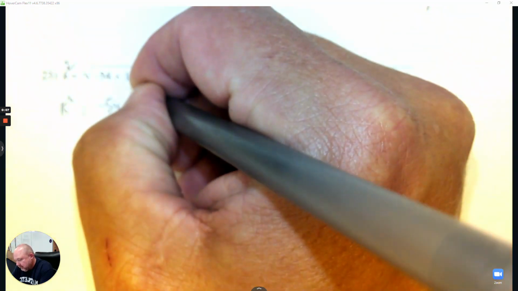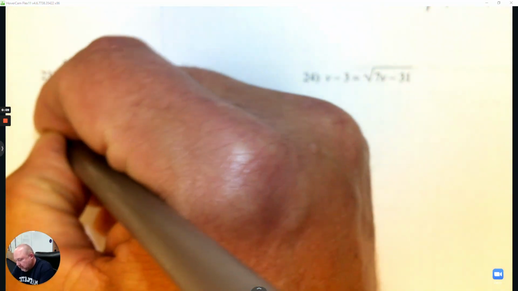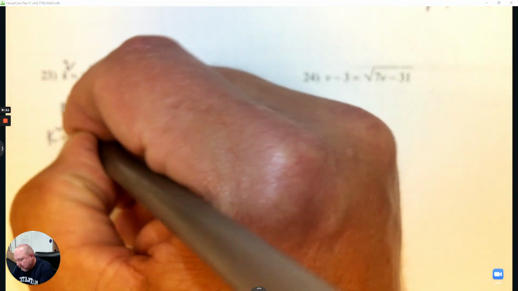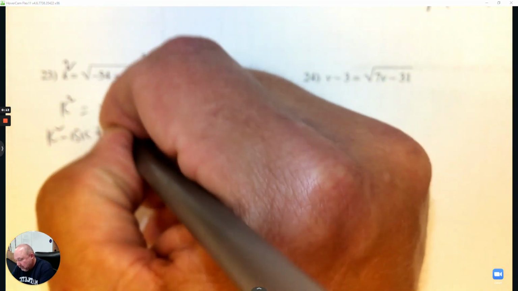Can we solve this? We're going to square both sides. We have k squared equals negative 54 plus 15k. We are going to subtract 15k. We are going to add 54, and we're going to factor it.